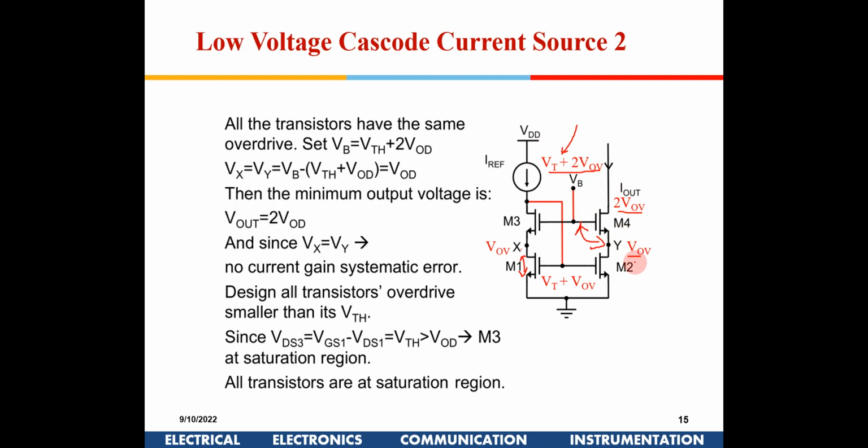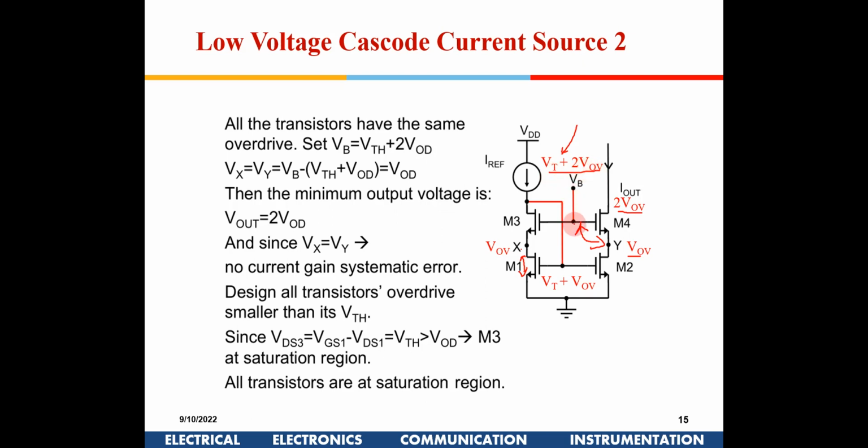Sir, how does this circuit work? I am going to give a voltage VB here, which is equal to VT plus 2 VOV. I have not yet explained how to generate VT plus 2 VOV, which I will explain in the next slide. For the time being, assume I have VT plus 2 VOV.